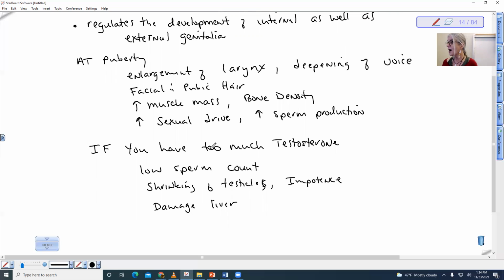And what happens if you go off of it? What might happen is that your testosterone may be too low. And just like with other drugs, it's going to take you a while to get back to a homeostatic balance.